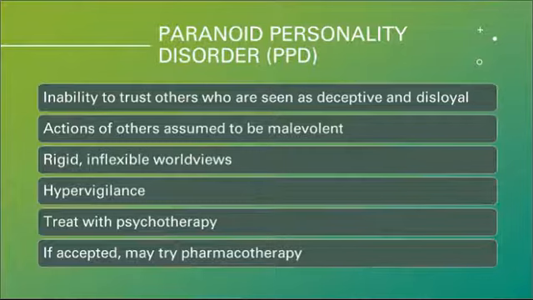There's evidence of increased prevalence if a first-degree relative has schizophrenia or other psychotic disorder. Treat with psychotherapy. You can try pharmacotherapy, but because of the paranoia, you may not be able to get them to take the antidepressant or anti-anxiety or possibly even an antipsychotic.